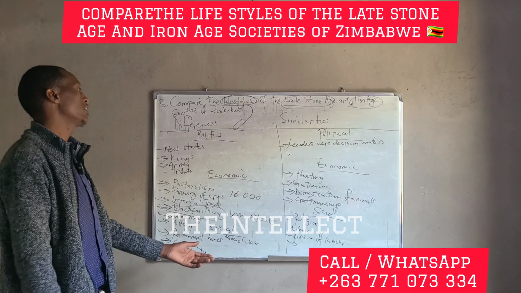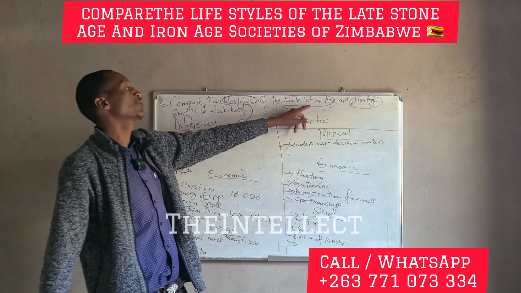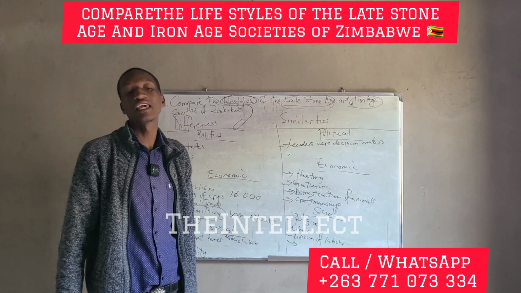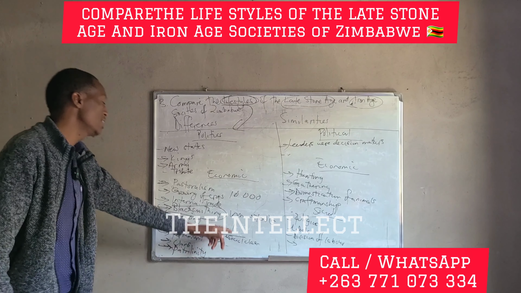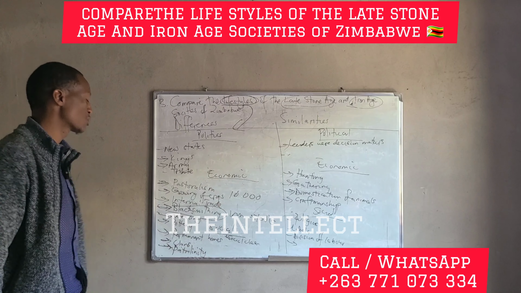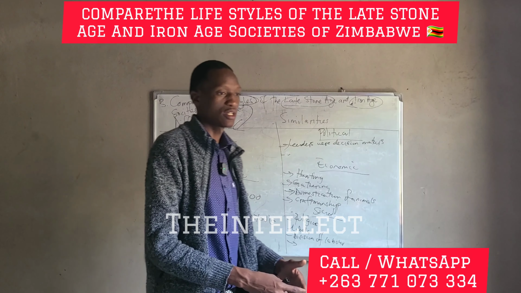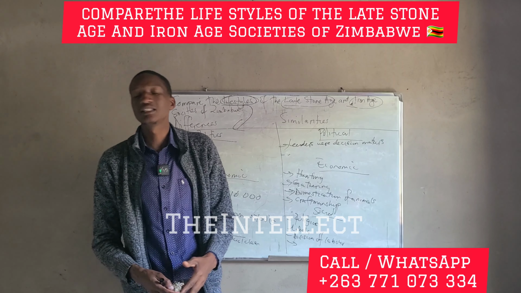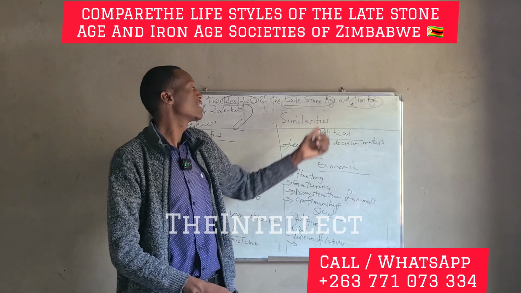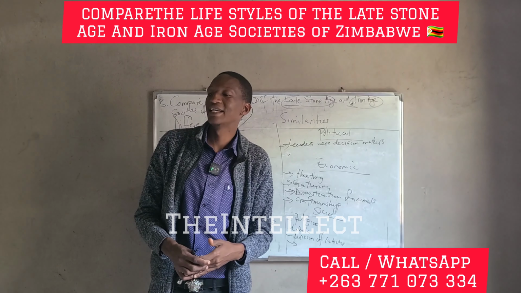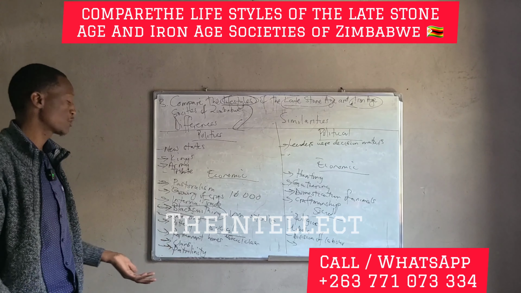Socially, the Iron Age societies had permanent homes, whereas in the Late Stone Age, individuals lived in caves and had no permanent homes. Furthermore, in the social organization of the Iron Age societies, they now had clans according to their totems. For example, Great Zimbabwe is known to have been focused on people of the Nzou totem, whereas in the Late Stone Age societies, there was no totemism.